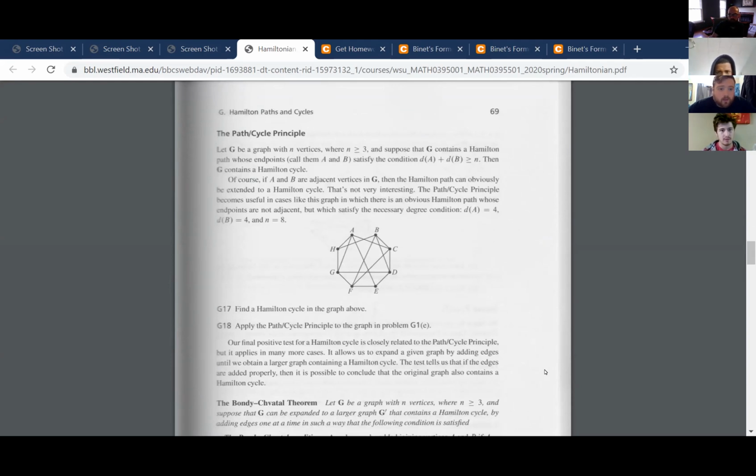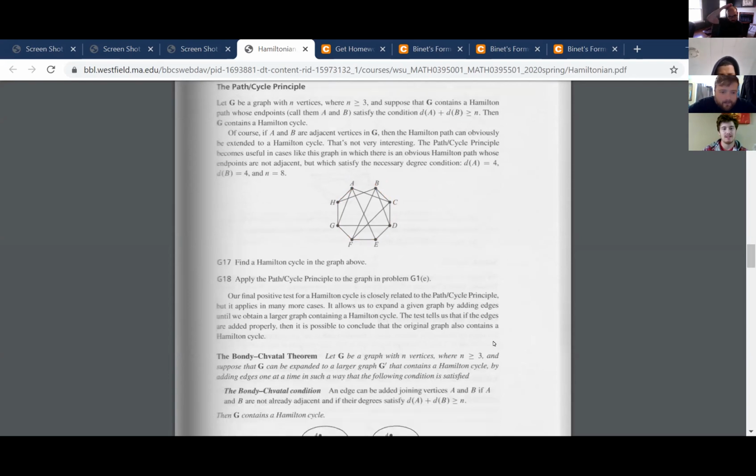What's this one? This one says if you have a Hamiltonian path, like this one right here, and the degrees of the endpoints are big enough, this condition right here. So if there's a path and the endpoints have high enough degree, then you can extend it to a cycle somehow. So this isn't the one where you add any edges. That's the next one. And then the Bondy-Chvátal is the thing I was just saying.